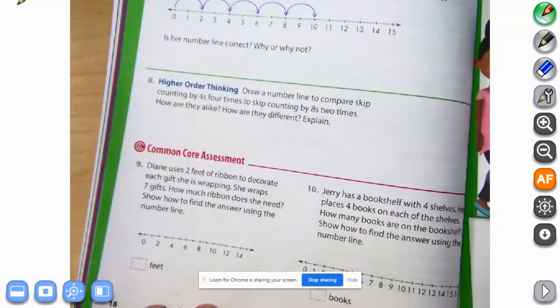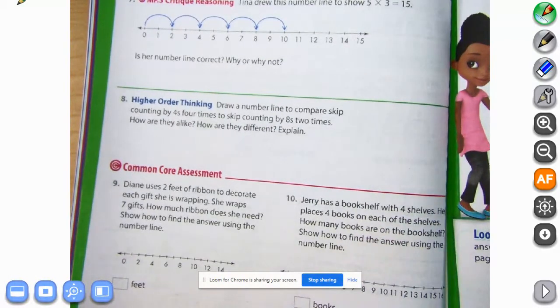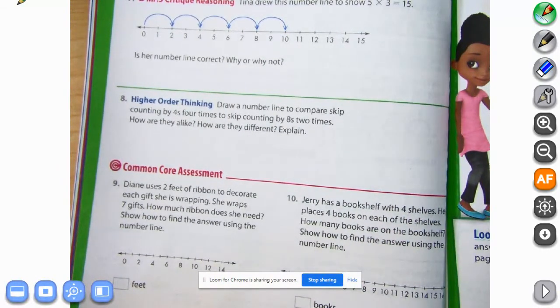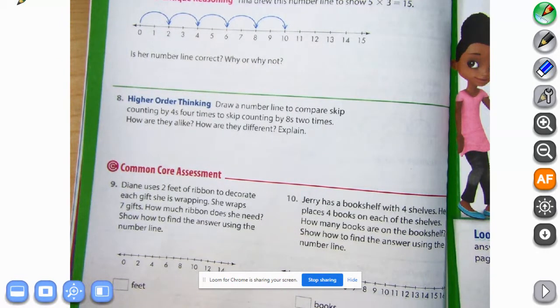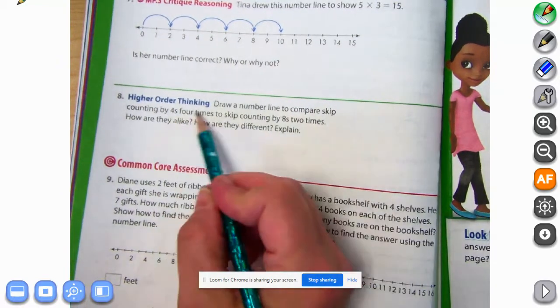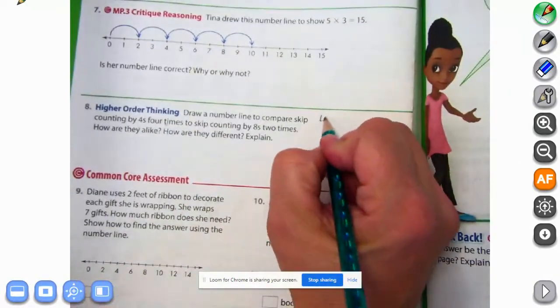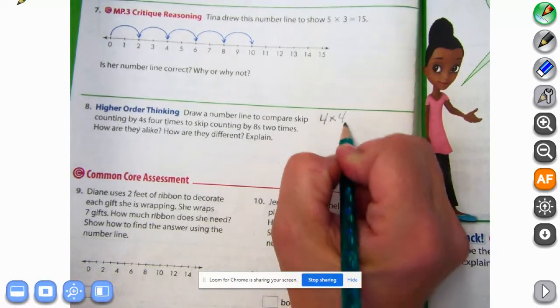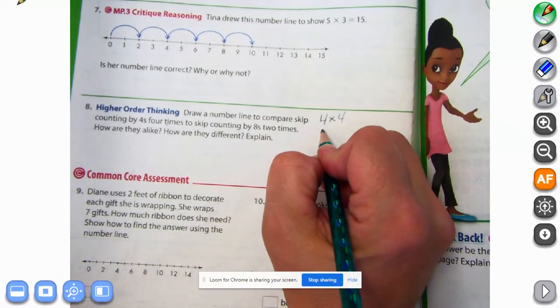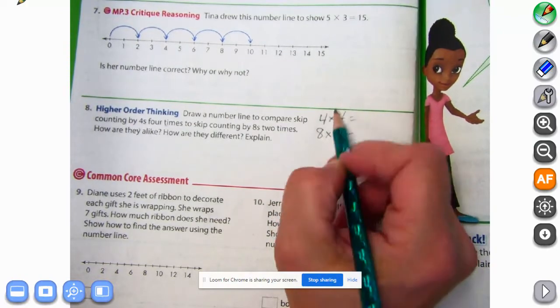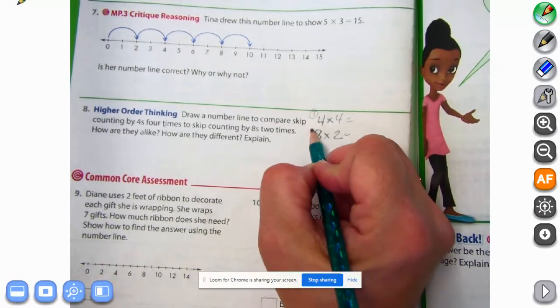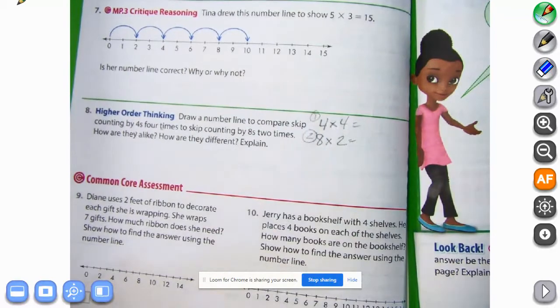Number 8, draw a number line to compare skip counting by 4 four times to skip counting by 2 eight times. How are they alike? How are they different? So we're looking at, one problem is going to be 4 groups of 4, and the other one is going to be 8 groups of 2. Okay, so this is number line number 1, and this is number line number 2. So I'll give you that little hint there.